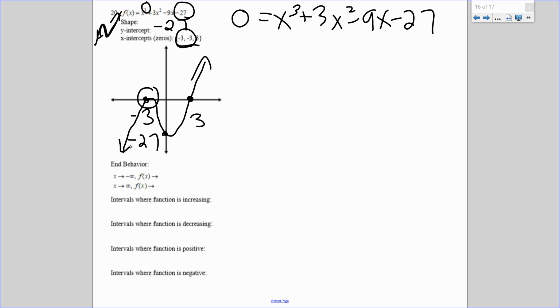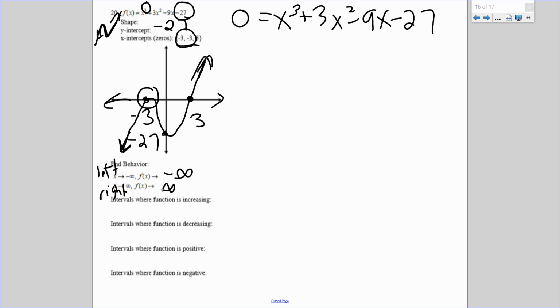End behavior. What that's saying is as the graph goes left, the graph is pointing down. That's negative infinity. As x approaches positive infinity, that's saying as it goes right, the graph is pointing up. That's positive infinity.